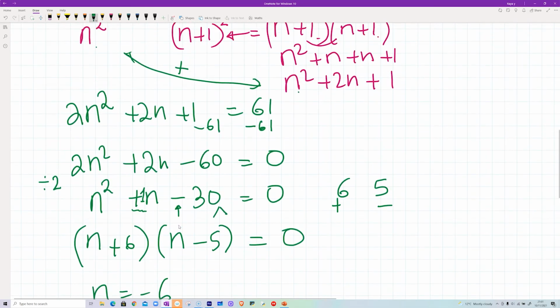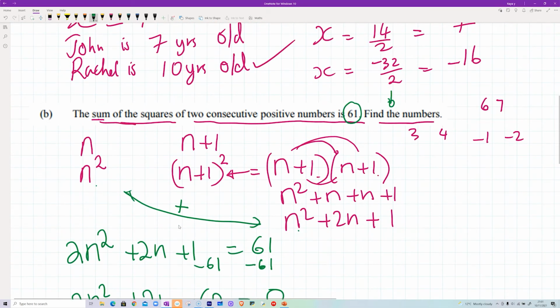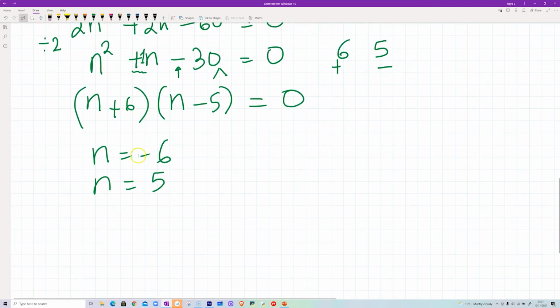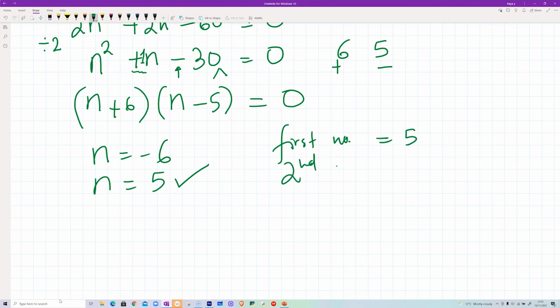Right, let's go back to our question. What does it say? The sum of the squares of two consecutive positive numbers. So we don't want to deal with the negative numbers, we want to deal with the 5. So this is the one that we want. So our first number is equal to 5, and our second number is going to be 5 plus 1, which is 6.